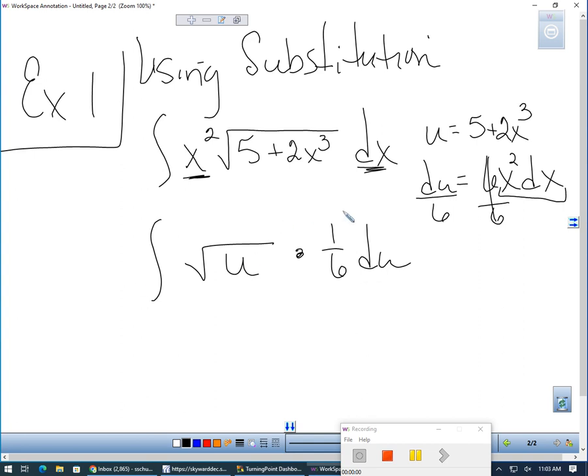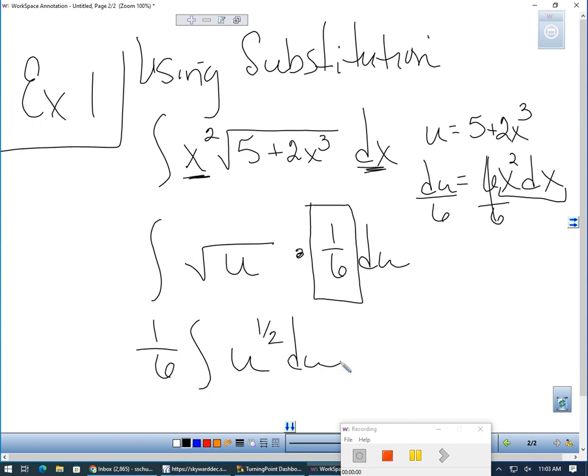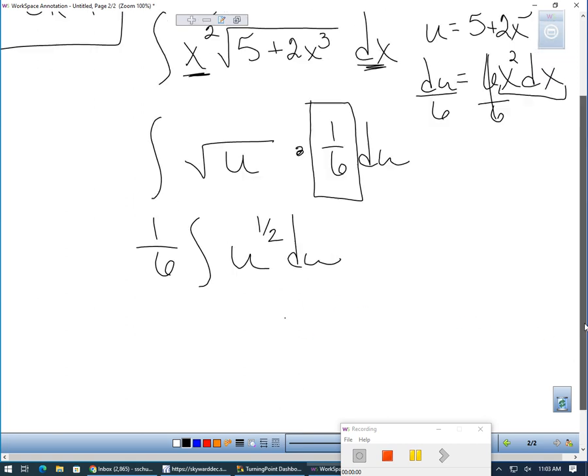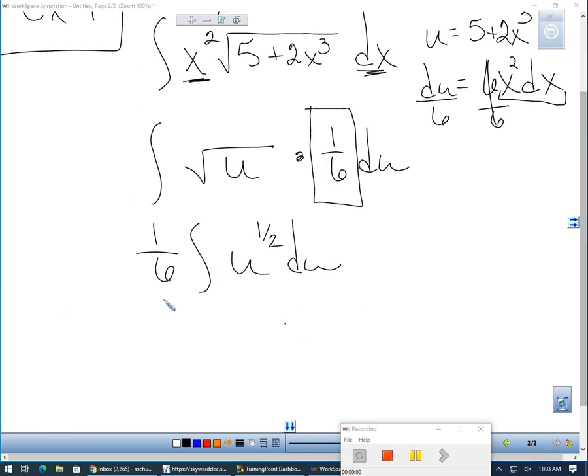All right, so now, anytime we have a coefficient, where can we put that with our integral? In the front. So I'm going to write this as 1/6, the integral. Is there a better way for me to write the square root of u? Yeah, so I'm going to have u to the 1/2 du. Now we're going to do the antiderivative. All right, so I have 1/6.